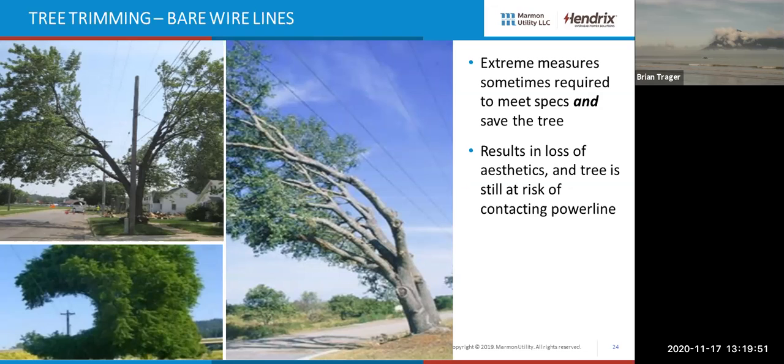Essentially, for bare wire lines, extreme measures are sometimes required to meet the specs and to save the tree. It doesn't really look like they're saving the tree, but I guess the tree is still alive, so they saved it. As you can see from these photos, and these are 3 photos of thousands of photos, it results in the loss of aesthetics, and the tree is still at risk of contacting the power line and creating an outage.